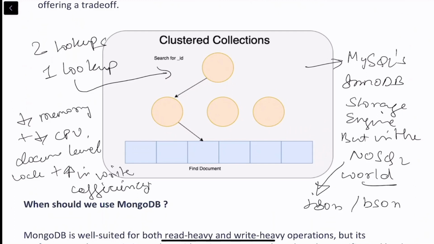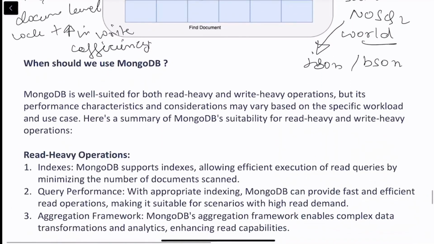Now let's address a very fundamental question that we all have: when should we use MongoDB? MongoDB is a very powerful NoSQL database, and it is well suited for both read heavy and write heavy operations now, but its performance characteristics and considerations may vary based on the specific workload and use case.